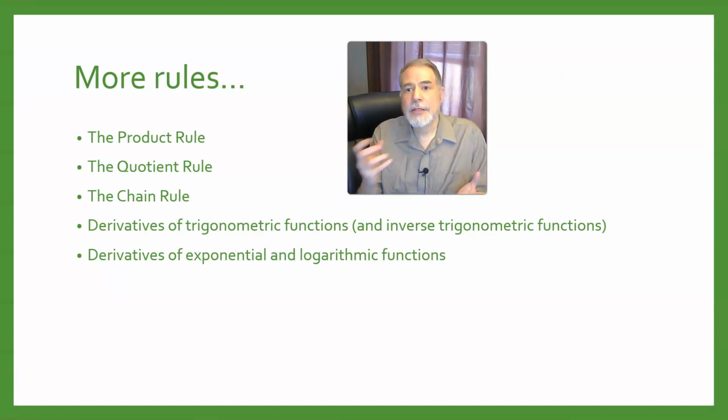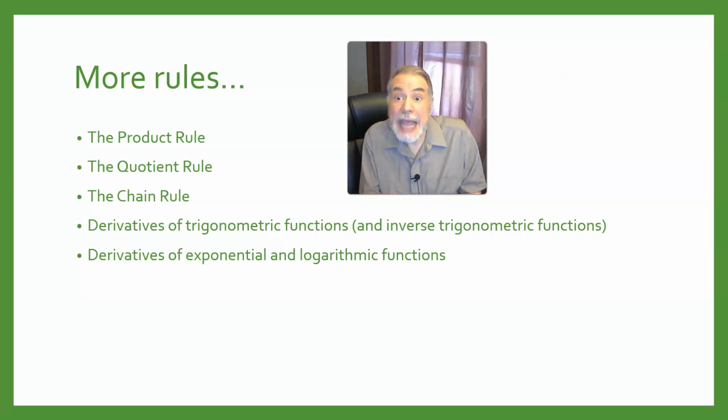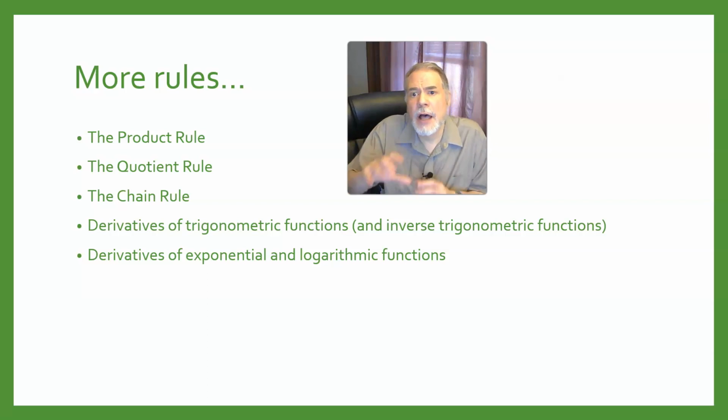Now, that's where I'm going to stop with this video. But there are, as I said, more rules that we haven't gotten to yet that you might need to find derivatives of other more complicated functions. Those other rules include something called the product rule for when you want to find the derivative of a function that consists of one thing times another thing. There's the quotient rule for when you want to find the derivative of a quotient, a function that consists of something over something else. There's something called the chain rule that has to do with composite functions, like a function of another function.